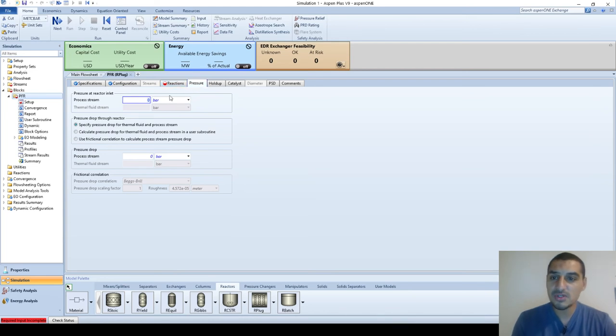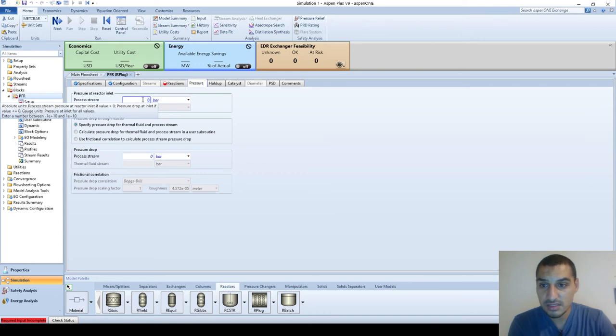Anyway, the pressure tab is related to how you calculate the pressure drop in the reactor. You can define the pressure at the inlet. It says here: process stream pressure at reactor inlet, if the value is greater than zero, then this is the inlet pressure, or it is the pressure drop at inlet if the value is smaller than zero. So it depends on what you want to do. This part is related to the pressure at the inlet, since there might be some pressure losses due to the connections at the inlet of the reactor.